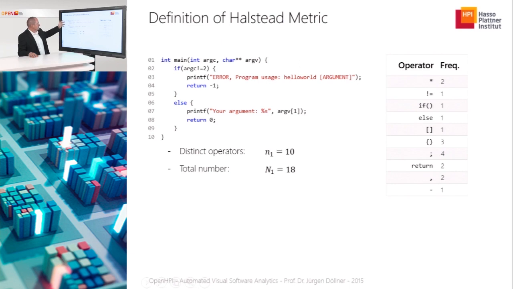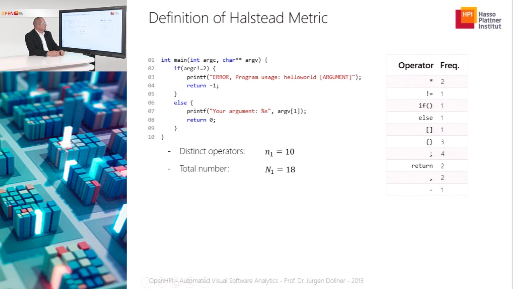Here we have on the left side a C code snippet, and if we look through, we can extract operators. Note that operator has a different meaning in each programming language. In the scope of the Halstead metric, an operator uses operands and denotes any kind of action. For example, here we have different operators, the star, the if or else statement, as well as blocks or other elements of the C language.